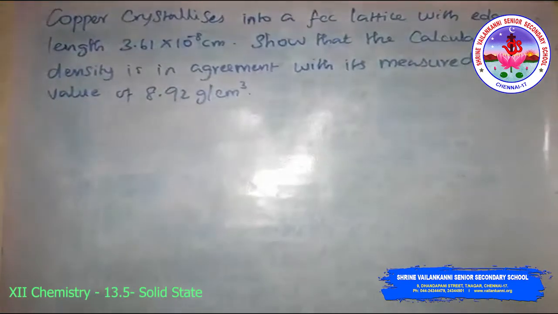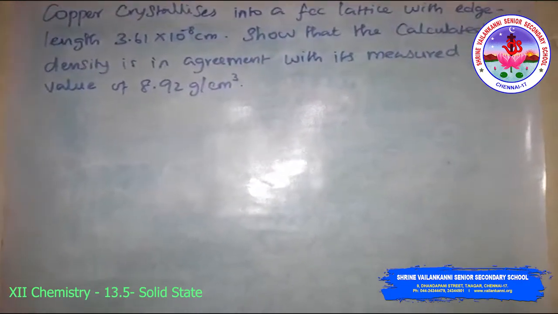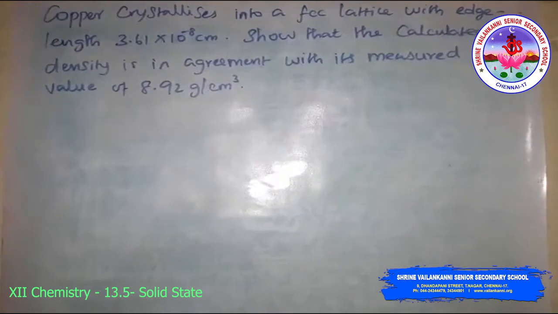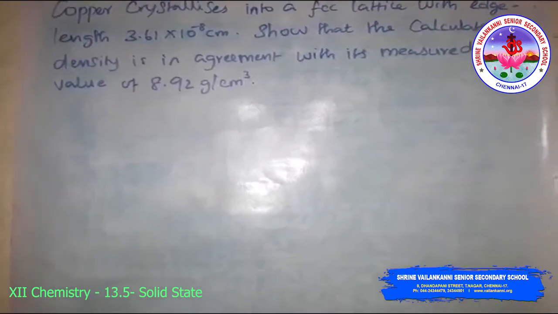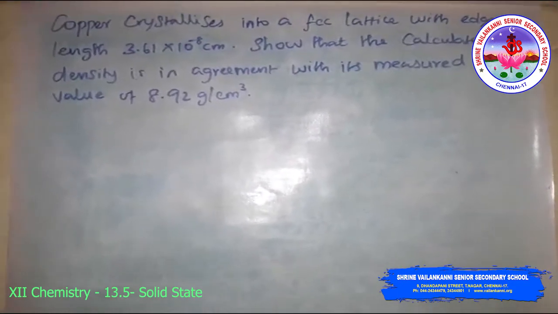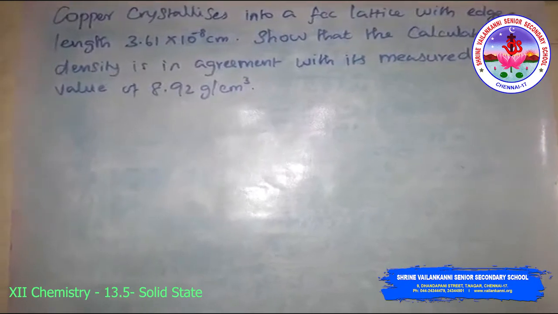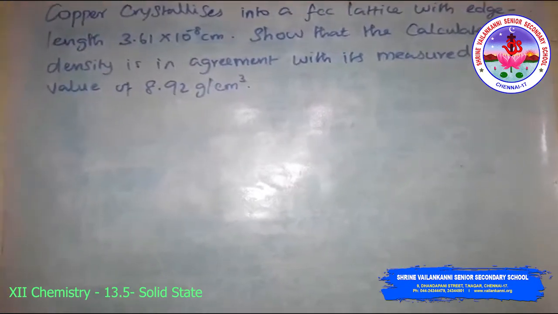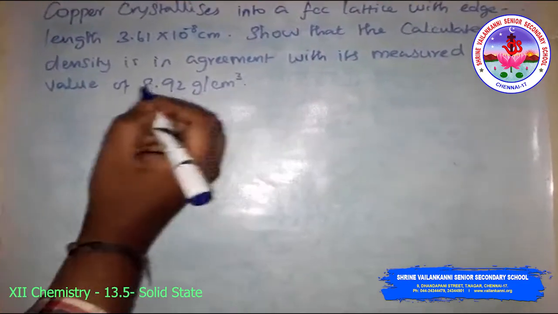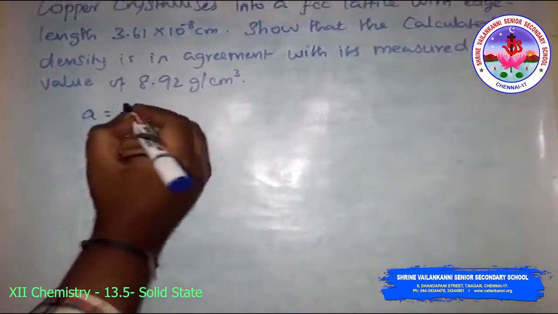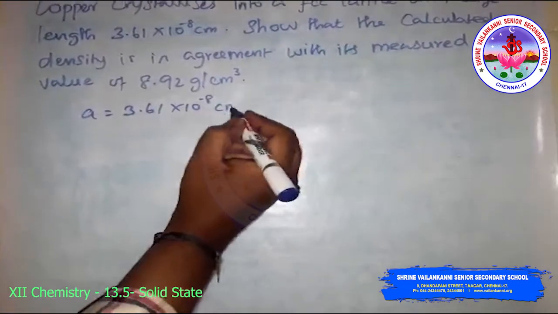Look at this problem. Copper crystallizes into an FCC face-centered lattice with edge length 3.61 × 10^-8 centimeter. Show that the calculated density is in agreement with its measured value of 8.92 gram per centimeter cube. So we have to prove that. Now what is the formula here? First you must know that edge length a is 3.61 × 10^-8 centimeter.